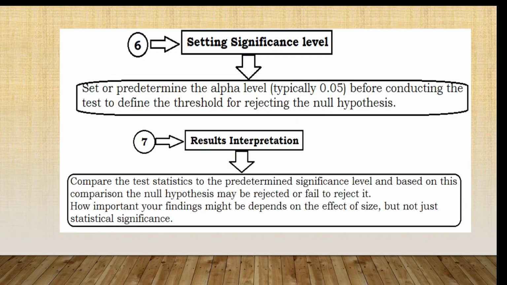Then you set your significance level, or you predetermine the alpha level, typically 0.05, before you conduct the test to define the threshold for rejecting the null hypothesis. Number seven, once you get your results, you're going to compare the test statistic to the predetermined significance level. And based on this comparison, the null hypothesis may be rejected or you fail to reject it. How important your findings might be depends on the effect size, but not just statistical significance. That we actually explained previously.